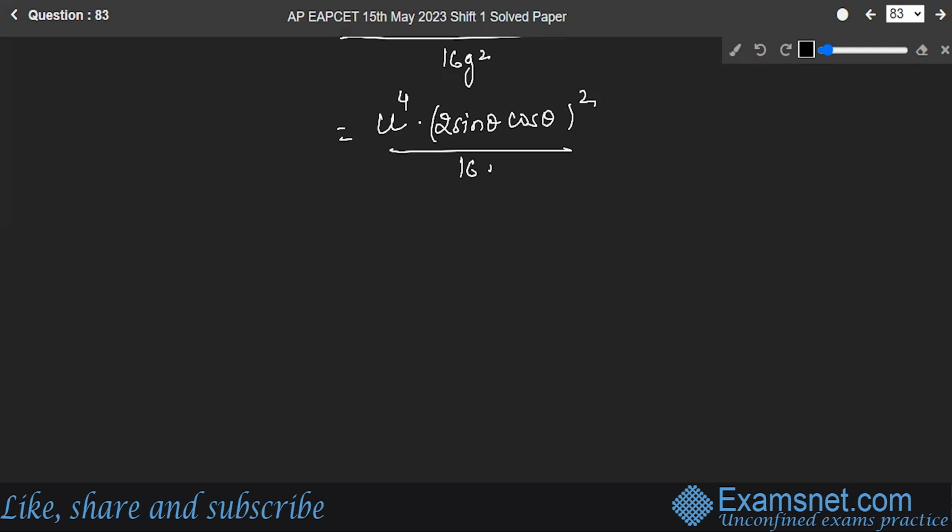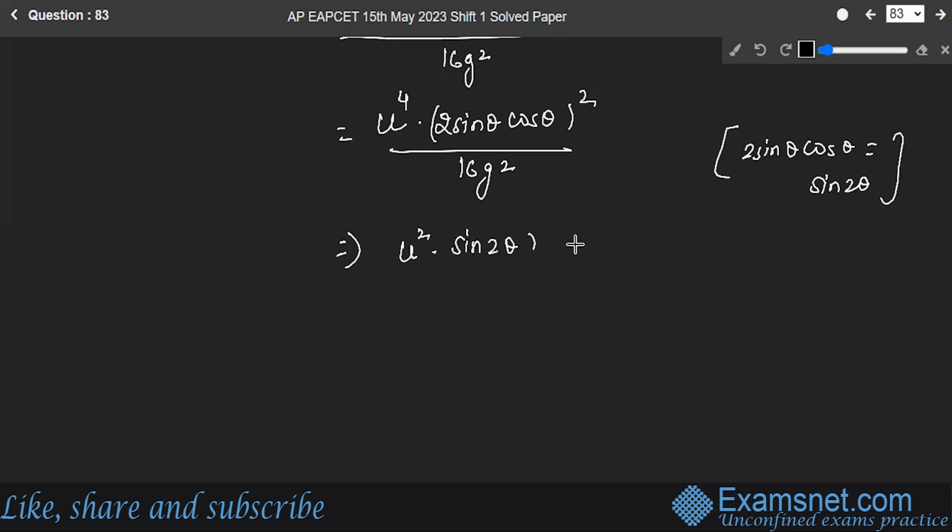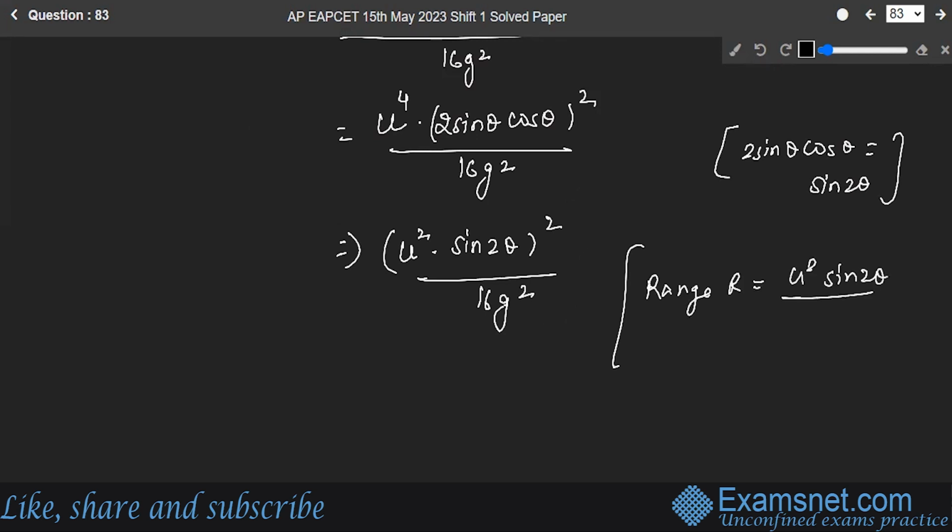Now you know 2 sine theta cos theta is equal to sine 2 theta. So that makes u square into sine 2 theta whole square upon 16 g square. Now you know that range R is equal to u square sine 2 theta upon g. So this, which was h1 into h2, becomes equal to R square upon 16.